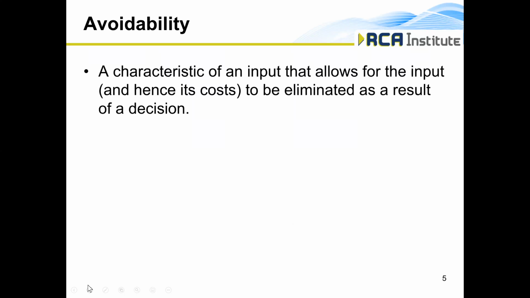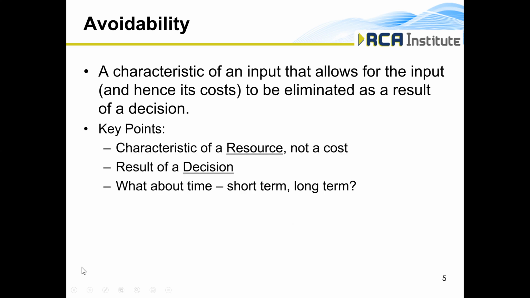So, what is avoidability from the conceptual framework for managerial costing? It's a characteristic of an input that allows for that input, and hence its cost, because remember, we do operational modeling first, to be eliminated as a result of a decision. The key points are, its avoidability is really a characteristic of a resource, not a cost. As many of you have perhaps heard me say before, the source of all costs is resources. The other key point is that avoidability happens as the result of a decision. In other words, the status quo has to change or there will be no avoidability.